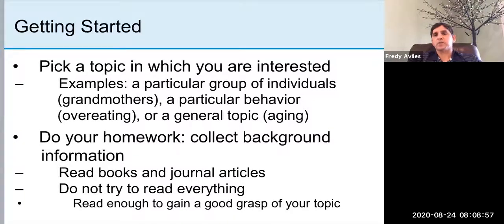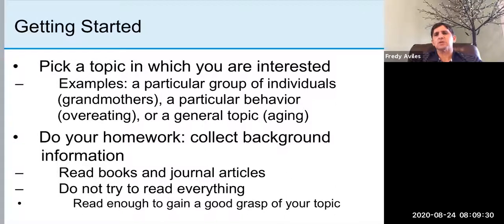And then do your homework. You're going to collect background information. You're going to read books, journal articles. Don't try to read everything, of course. Just read enough to get a good grasp of the subject. Let the reading kind of guide you. At the beginning, just pick a topic and then go read about it and see what sparks your interest. Because when you pick a topic, especially if it's a general topic like just depression or something like that, you're going to find so much information, and eventually you're going to have to narrow it down. Don't try to read everything.